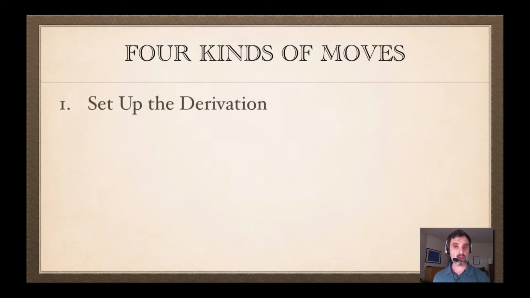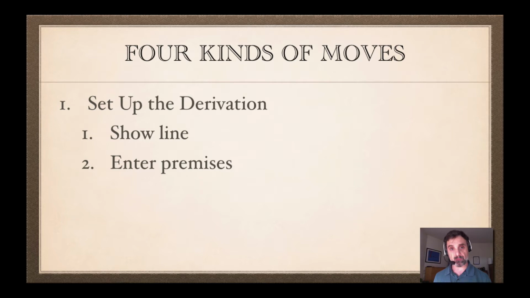There are two parts to setting up a derivation. That's what we talked about in the previous video. One is that you can add a show line, and you have to add a show line as your first line, and it needs to be a show line of the conclusion. And the second thing you can do is you can enter premises. And once you've done those two things, you've set the derivation up. And then you need to complete the derivation by moving it forward.